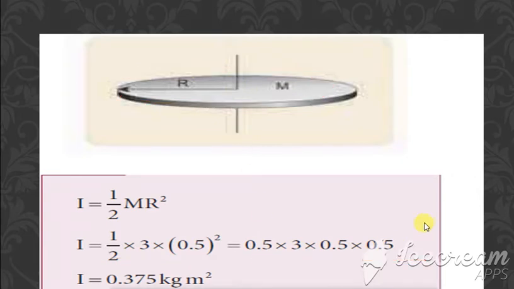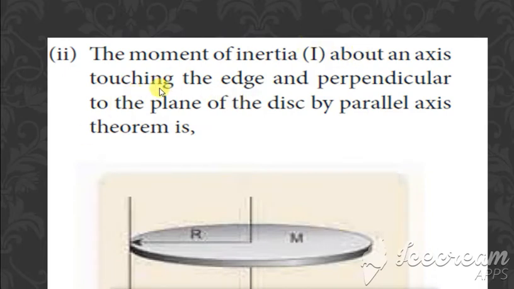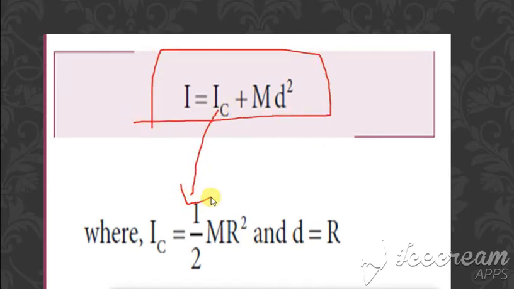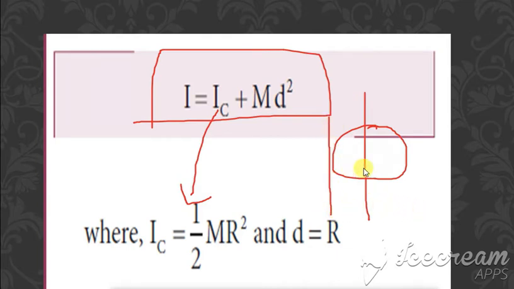Then the second condition is the moment of inertia about an axis through the edge and perpendicular to the plane. For this, the formula is I is equal to IC plus m d square. Here, IC is equal to half m r square. Why are we taking this? Because we have two axes here. Whenever we have two axes, we take the parallel axis theorem, which we have seen already. I is equal to IC plus m d square.